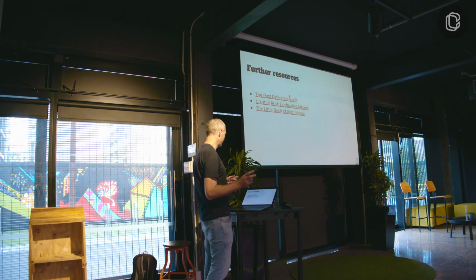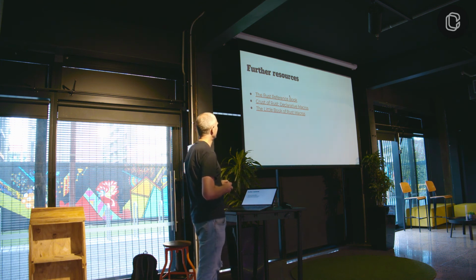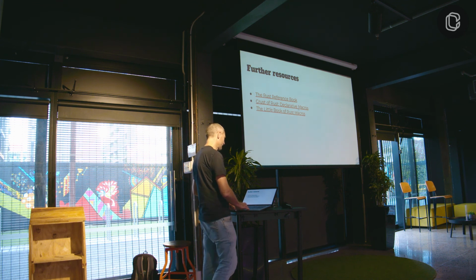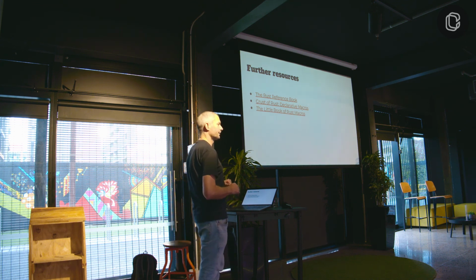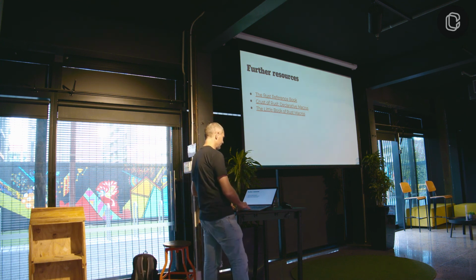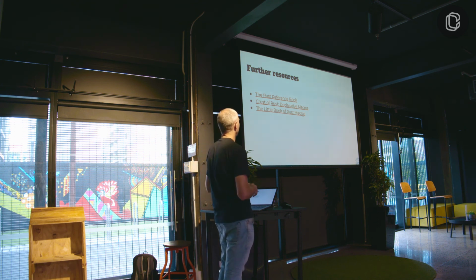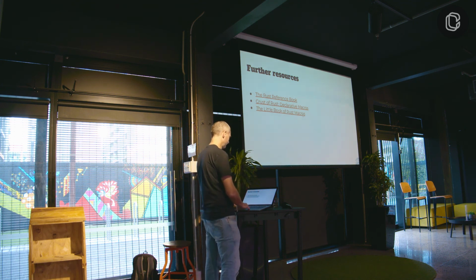The Rust reference book has good examples about macros. A very good video is Crust of Rust, declarative macros, where the guy just goes through how to structure macros, especially declarative macros. And the Little Book of Rust Macros goes into the details of macros in Rust.